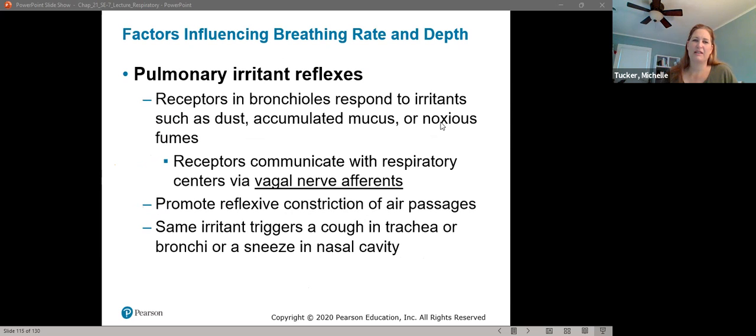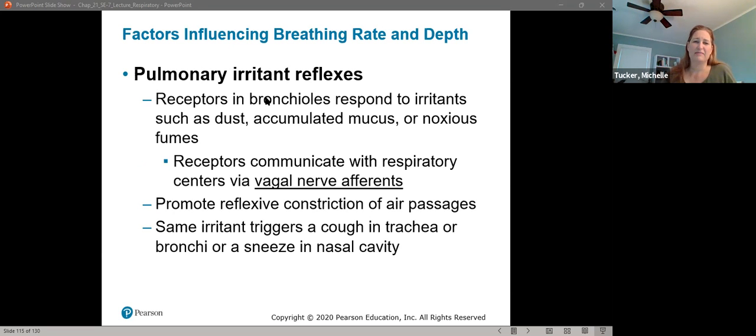Then we're going to move on to the pulmonary irritant reflexes and then the stretch reflex. These are essentially protective reflexes. There are receptors in the bronchioles, especially at the carina, which is above it. It's where the trachea bifurcates, forks into the right and left main bronchi.